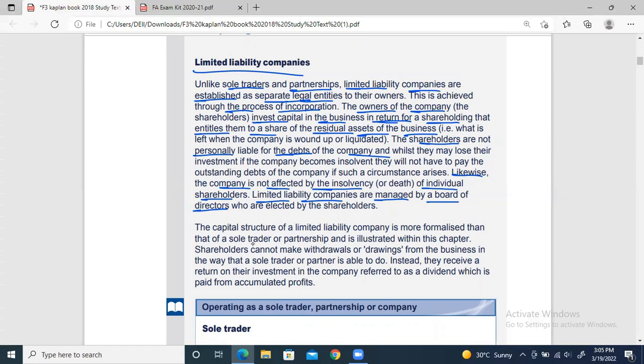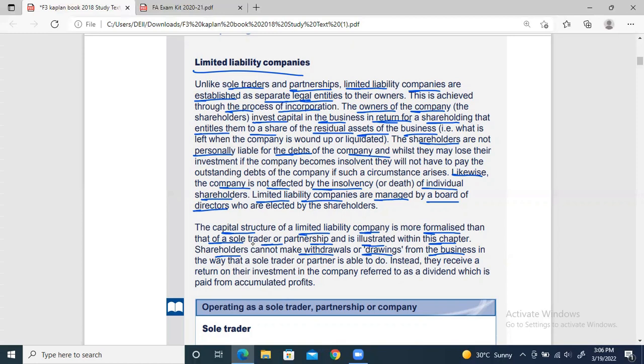Basically there are two groups of people: the board of directors and the shareholders. Shareholders are basically the owners, and the board of directors are the people who are appointed by the shareholders and control the company. Okay, the capital structure of a limited liability company is more formalized than that of a sole trader or partnership, and is illustrated within this chapter. Shareholders cannot make withdrawals or drawings from the business, obviously, because practically, if shareholders have invested some money, they cannot take it out. Yes, they can sell it to any other person, but they cannot take it out.